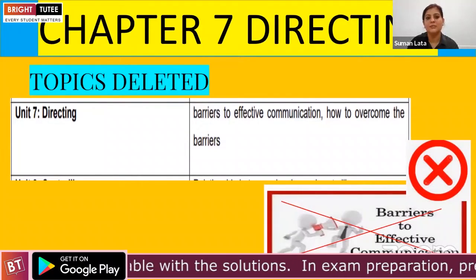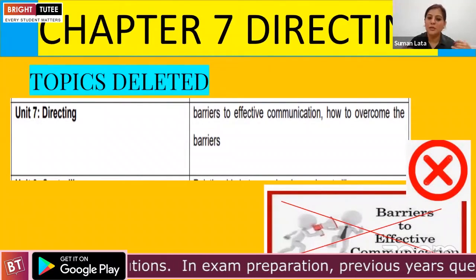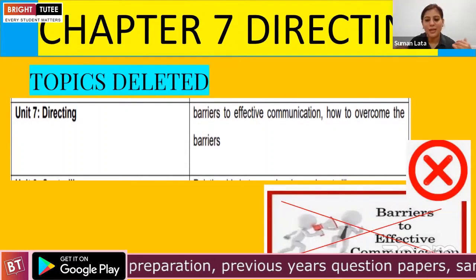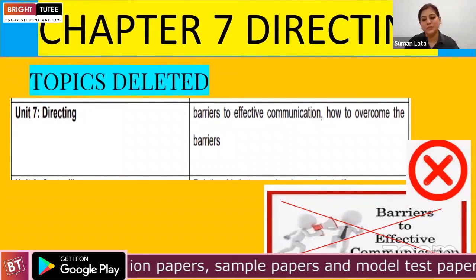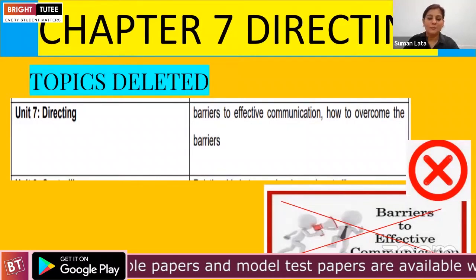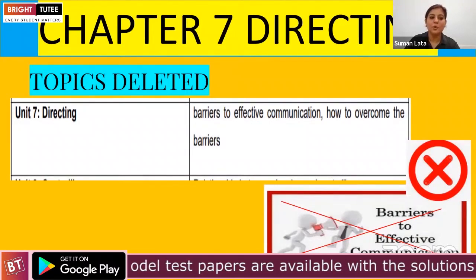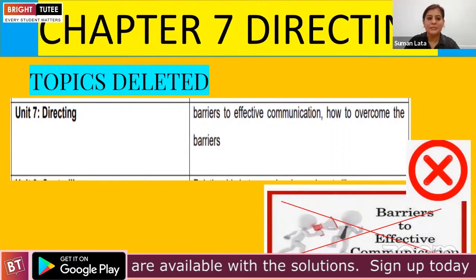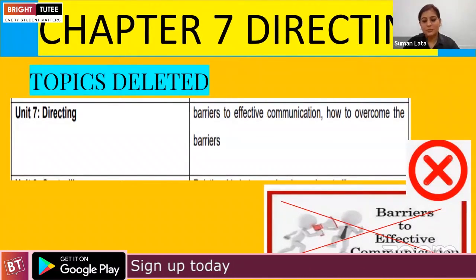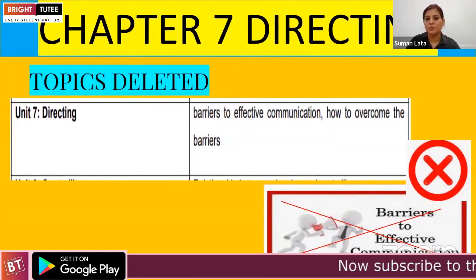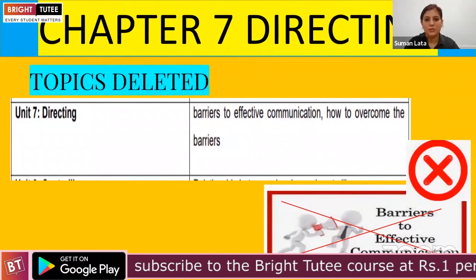As we have been teaching for so many years, we are familiar with these topics and we are in the habit of covering them. So if we as teachers can get stuck, students also can get stuck. Please provide them with the proper syllabus and, side by side, the topics which we need to leave. Then chapter 7, directing: barriers to effective communication, not in syllabus. How to overcome the barriers, obviously, not in syllabus.